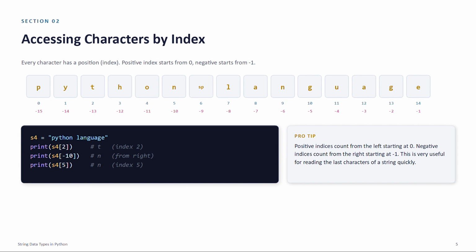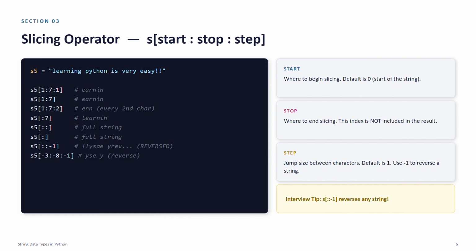Now let's begin with another one, that is the slicing operator. Slicing gives us a whole piece of the string, like cutting a slice from a cake. If you observe the syntax, it shows start, colon, stop and then step. Start suggests where to begin the slicing. Default start is 0. Stop suggests where to end the slicing. This index is not included in the result. Step suggests the jump size between the characters. Default is 1. Use -1 to reverse the string.